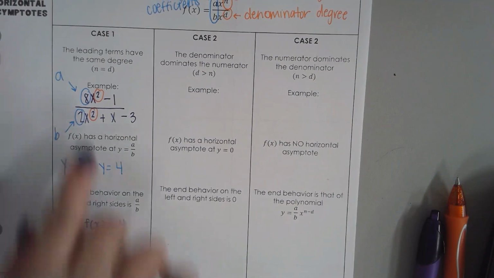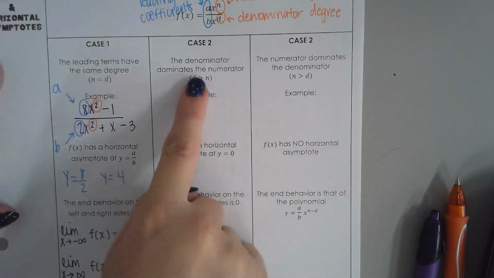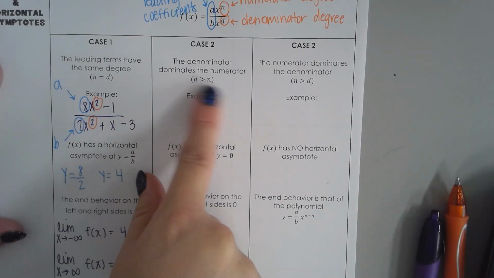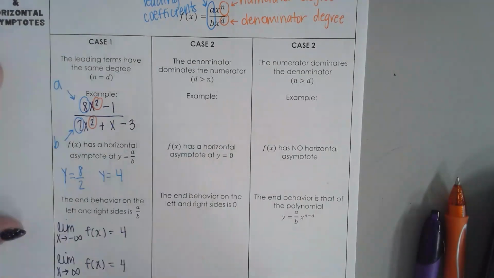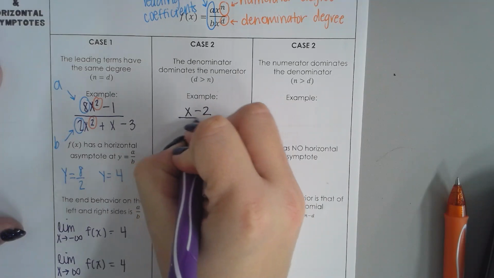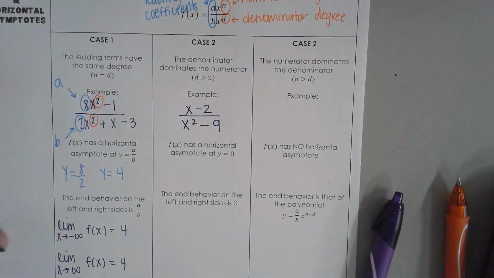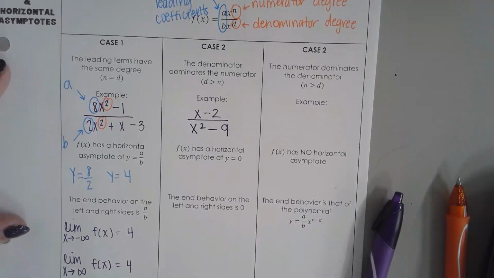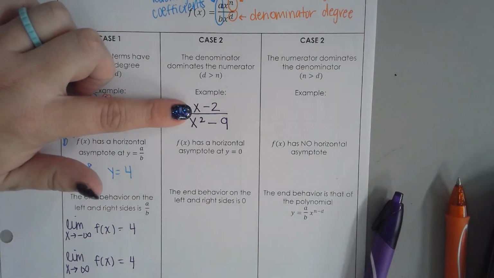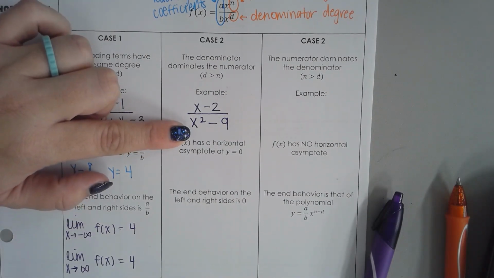So that's if the numerator degree is equal to the denominator degree. Now, if the denominator degree is bigger, so d is bigger than n, here's an example. x minus 2 over x squared minus 9. My numerator degree is just 1. That x has an imaginary 1, whereas my denominator has a 2. The degree is 2.